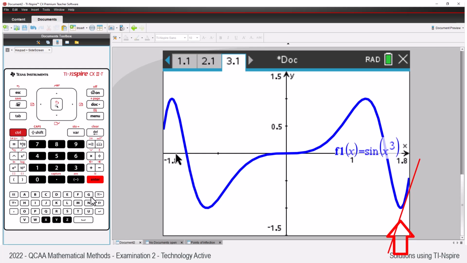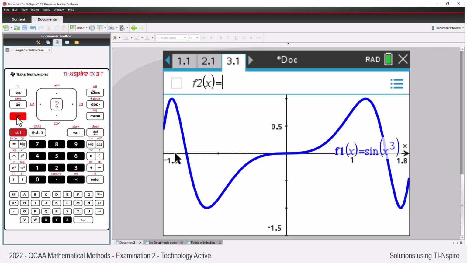So, what's happening at the origin? The definition provided in the course outline advises us to look at the second derivative. It's easy to graph the second derivative.